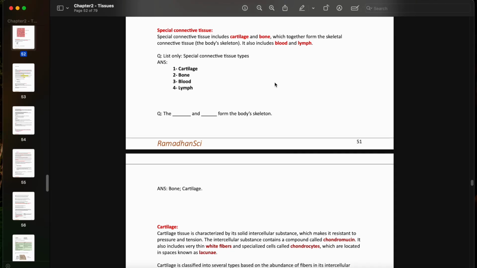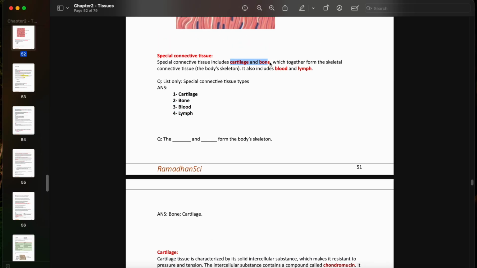Now we have the special connective tissue. Special connective tissue includes the cartilage, bone, blood, and lymph. So if they ask you to list only the special connective tissue types, they're the cartilage, bone, blood, and lymph. Okay? Cartilage tissue, bone tissue, blood tissue, and lymph tissue.